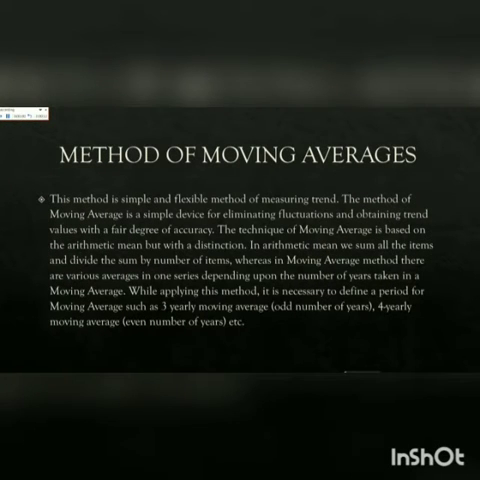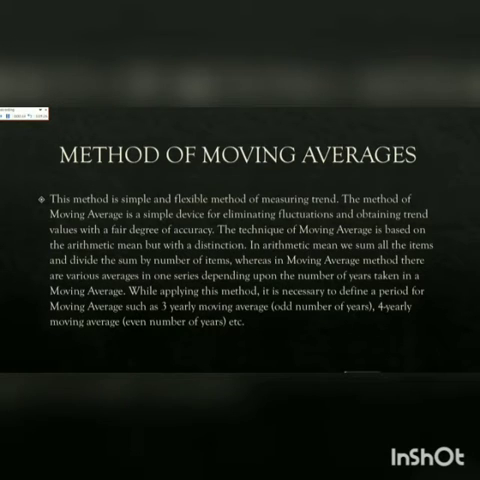Method of moving averages. This method is a simple and flexible method of measuring trend. The method of moving average is a simple device for eliminating fluctuations and obtaining trend values with a fair degree of accuracy. The technique of moving average is based on the arithmetic mean but with a distinction.